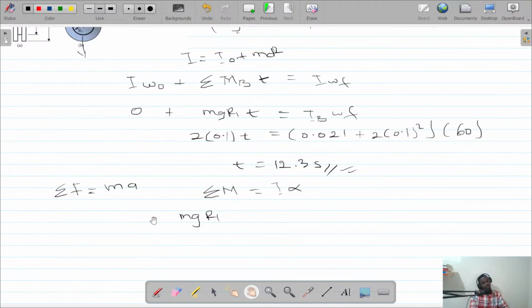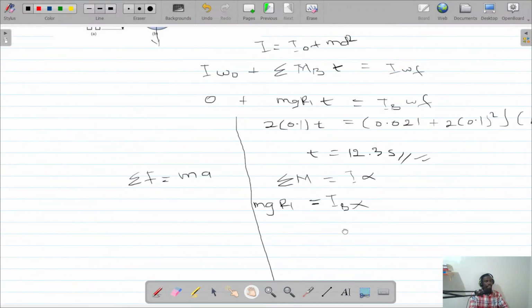Okay, so here we have mgR1. mgR1 should be equal to I, let me label, we said that point is B, so I_B alpha. Let me show why they are the same.